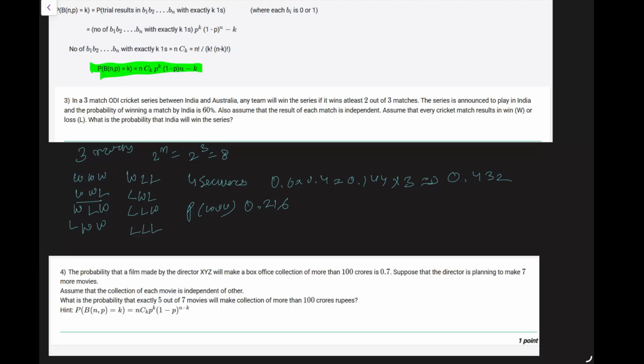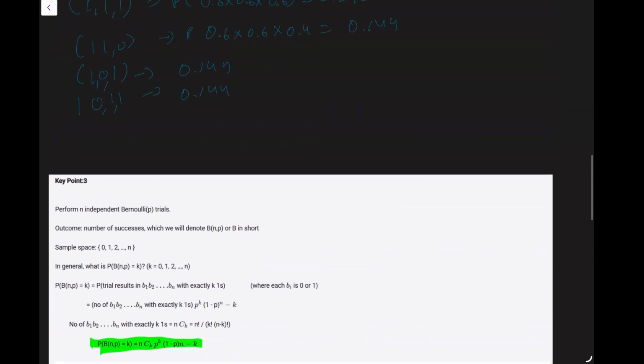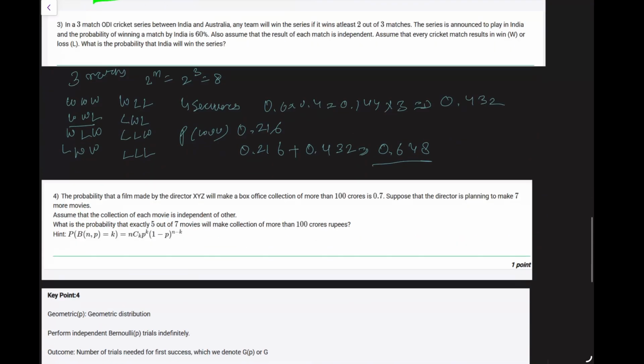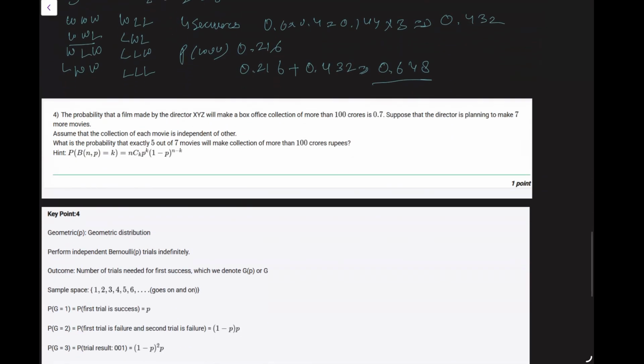Now, all you have to do is simply add to find the total probability. This is the part that we missed in the previous question. 0.216 plus 0.432, and your resulting answer is 0.648. This is where we left off. We didn't do the total probability in the previous question. That's what we did here. Okay, I think this makes sense. Very simple.